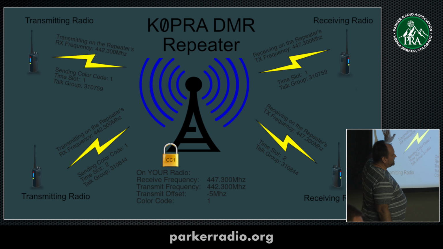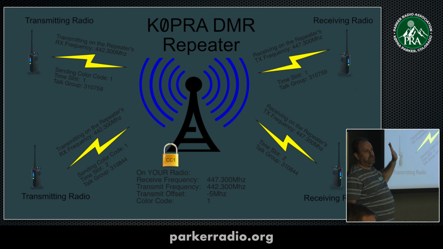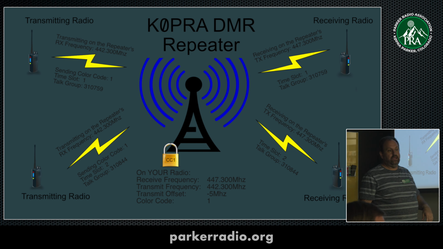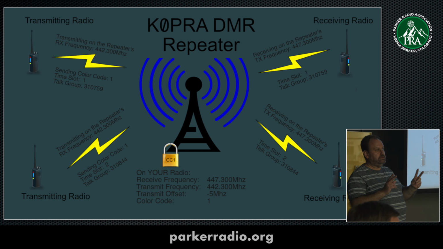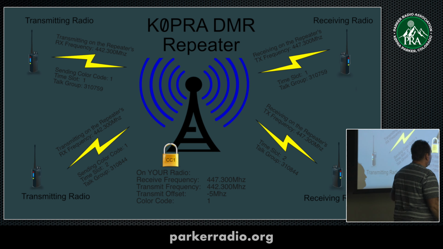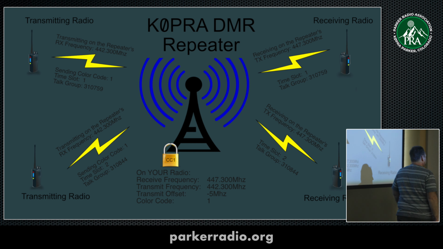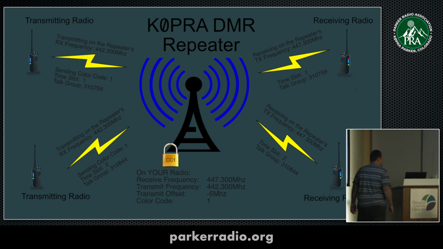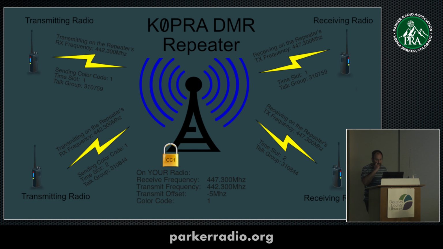So this, I think, is what makes DMR so fantastic, right? Half the bandwidth, twice the channels. So this really increases the density and our utilization of the scarce repeater frequency pairs that are available.